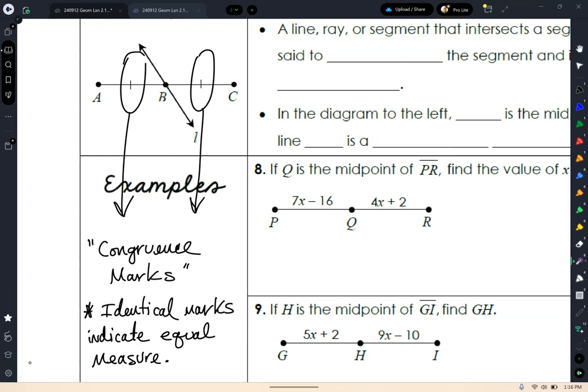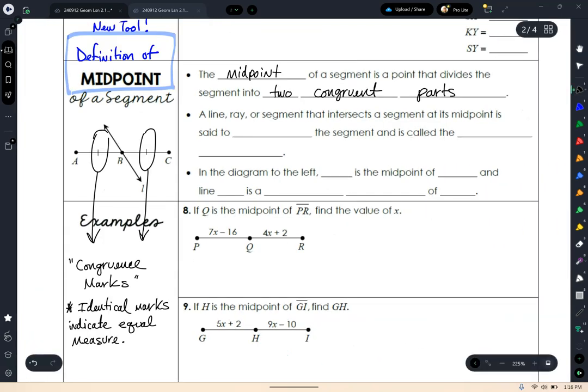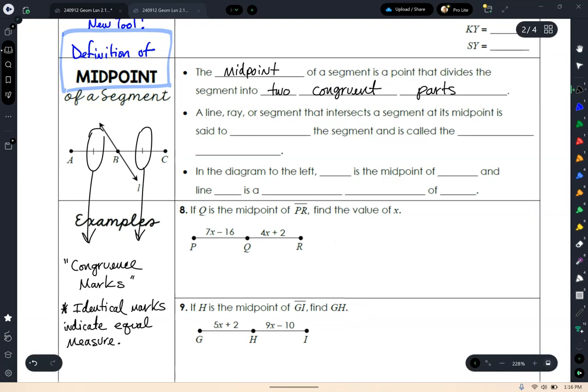And so we mark that with that congruence, and that means that B must be in the dead middle of AC, because that's the only way you could have 2 equal parts. If you take something that's 10 and you split it in half, you get 5 and 5. And so that middle comes right in between there. Now, a line, ray, or segment that intersects another segment at its midpoint is said to bisect, it's going to be a huge word for us, the segment, and is called the segment bisector.